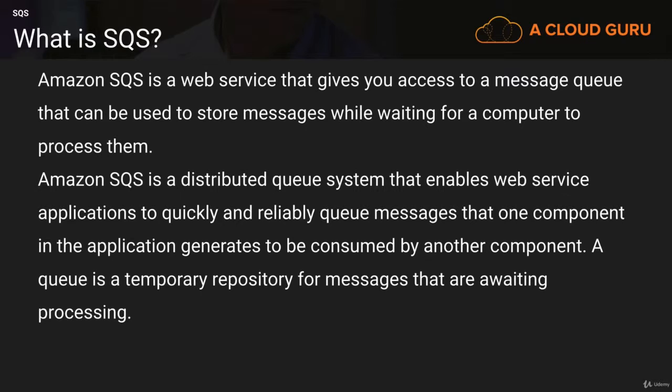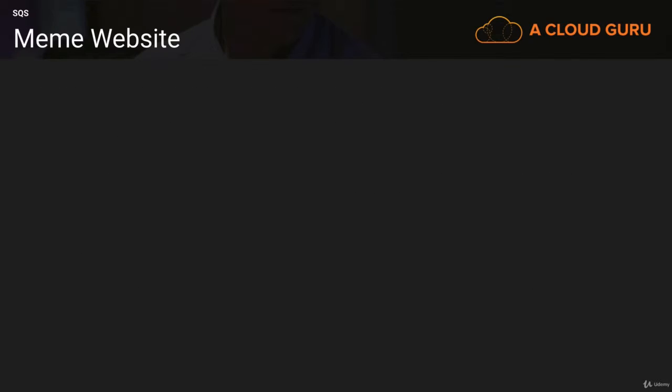So what is SQS? Well, it's a web service that gives you access to a message queue that can be used to store messages while waiting for a computer to process them. SQS is a distributed queue system that enables web service applications to quickly and reliably queue messages that one component in the application generates to be consumed by another component. A queue is a temporary repository for messages that are awaiting processing. If all that sounds a bit complicated, don't worry. The easiest way to learn what SQS is, is by looking at an example.